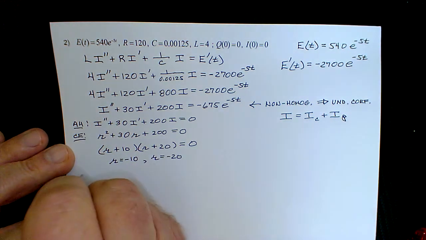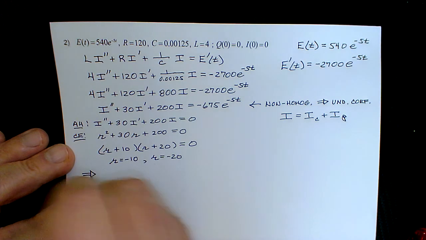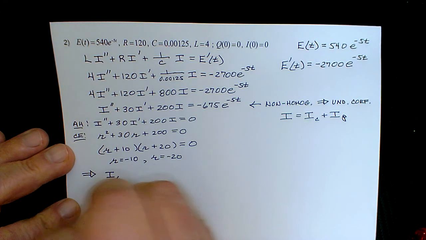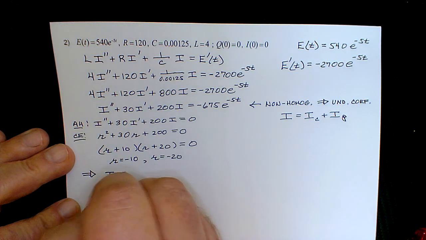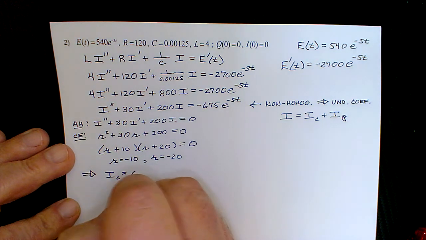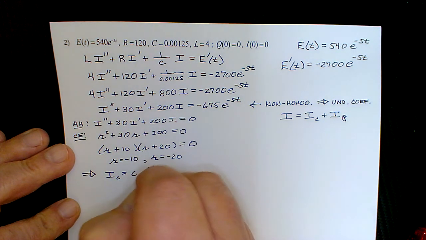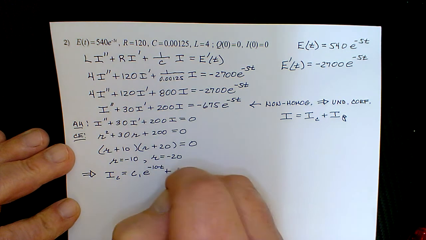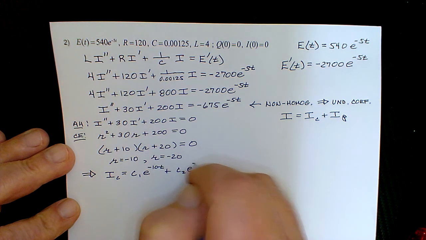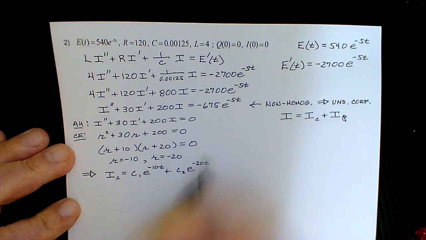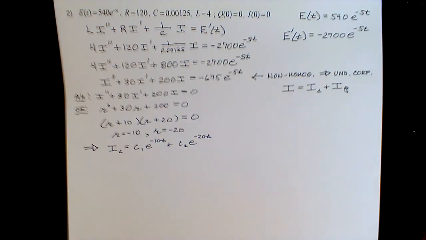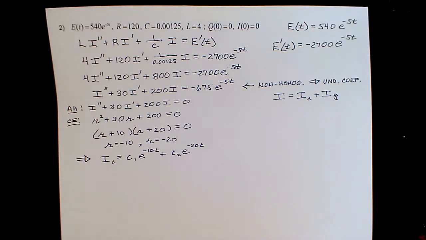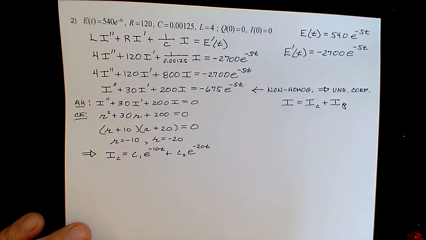So then I sub c is equal to, because the roots are real and distinct, c1 e to the negative 10t plus c2 e to the negative 20t. Okay, so we're going to hold on to that, and then we now need to find I sub p.